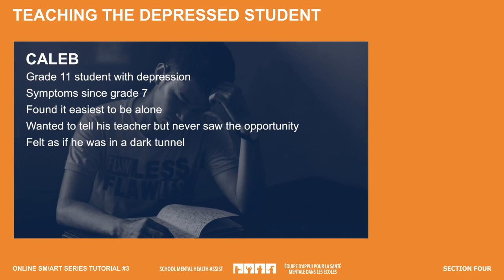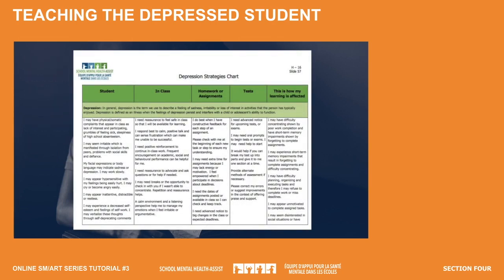In this audio clip, Caleb tells us what educators did for him and what he found to be supportive. Before you listen to what he says, have a look at the strategy chart for supporting students with depression-related symptoms. Consider the types of strategies that might be appropriate for a student with symptoms like Caleb's. You might record some of your ideas.